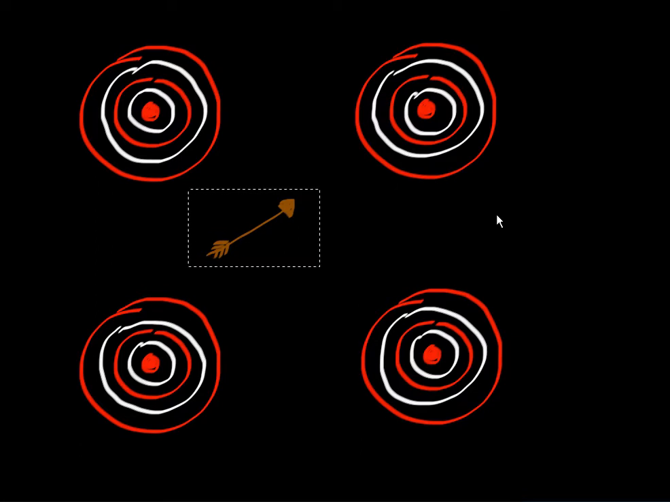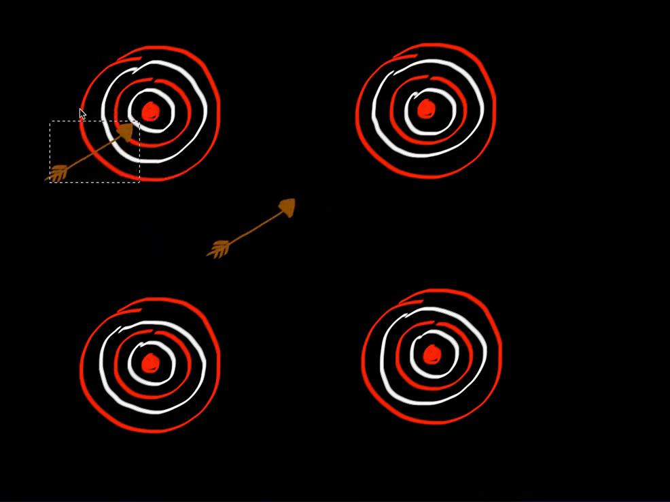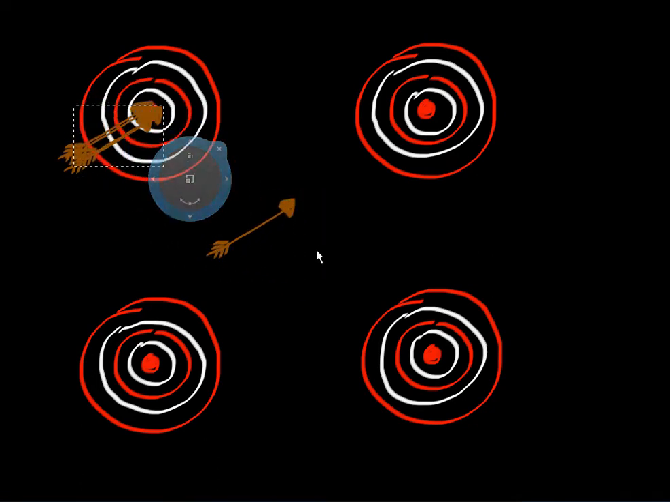So let's go through the classic dartboard example. Or I guess in this case, a target example. Here we have an arrow, and we're going to be shooting arrows at a target. Here we have one arrow, and it's going to go right into the bullseye. And here we have another arrow, going right into the bullseye. And a third arrow, and a fourth one, again, going right into the bullseye.